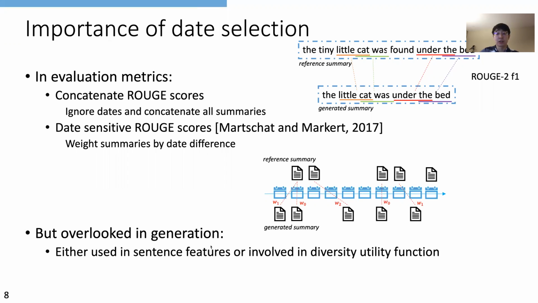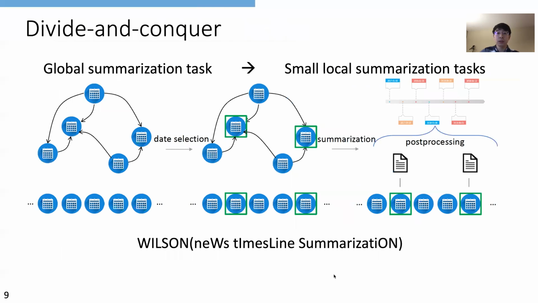Similarly, the role of date selection is also overlooked in the generation process. Considering the date selection has been overlooked, we revisited the date selection in this paper and proposed to divide the summarization task by date. Here we present the framework of our two-stage news timeline summarization method. We call it Wilson. In the first stage, we explicitly select salient dates from news articles, and then we do daily summarization for each salient date. Local summarization could ignore contextual correlation across the dates, so we include a post-process to reduce the redundancy.